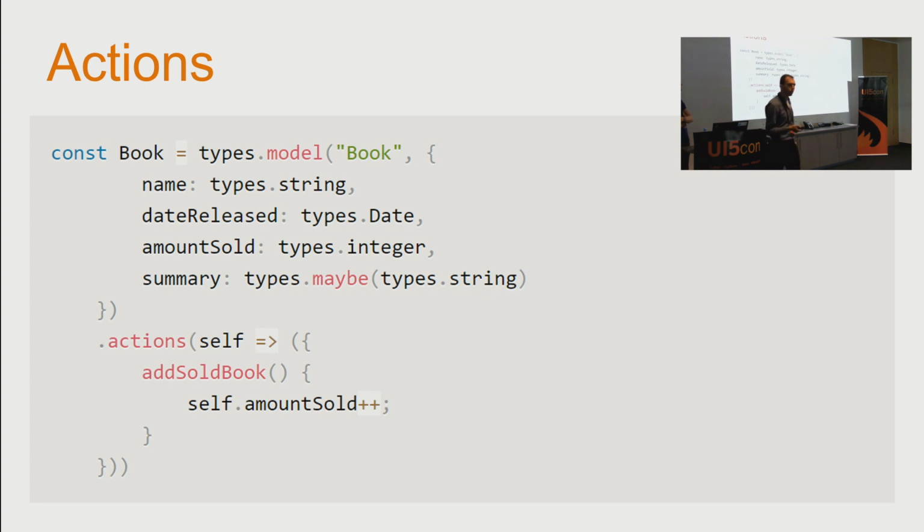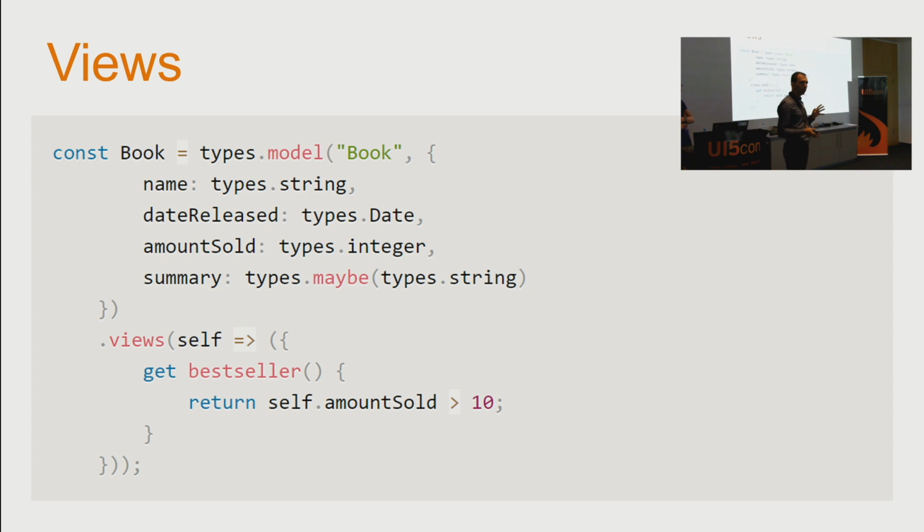How should you change a property? You define an action. So if I want to add a sold book, I create an action with this syntax. It's modern ES6 syntax, so it makes it quite readable, or else you would have all these function declarations everywhere. Add sold book, it just adds the sold book on the self object. So I'll show you later that it still works.